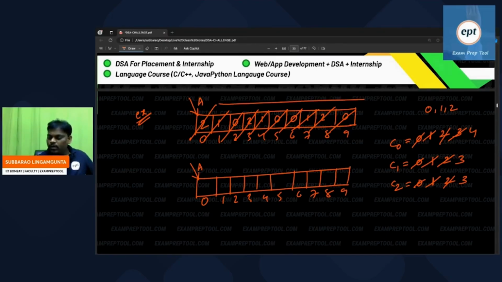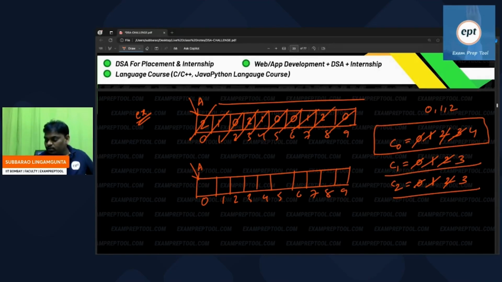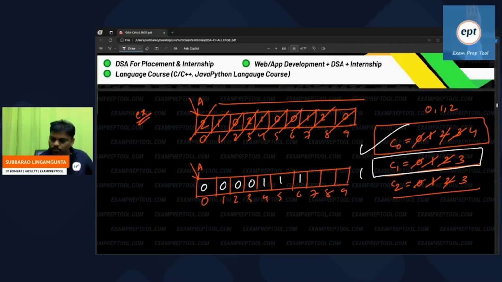One scan is over. You get to know how many zeros, how many ones, how many twos. Now take one for loop that runs C0 times, which is 4 times, and store zeros. Take one more loop that runs C1 times, 3 times, and store ones. Take one more loop that runs C2 times and store twos.